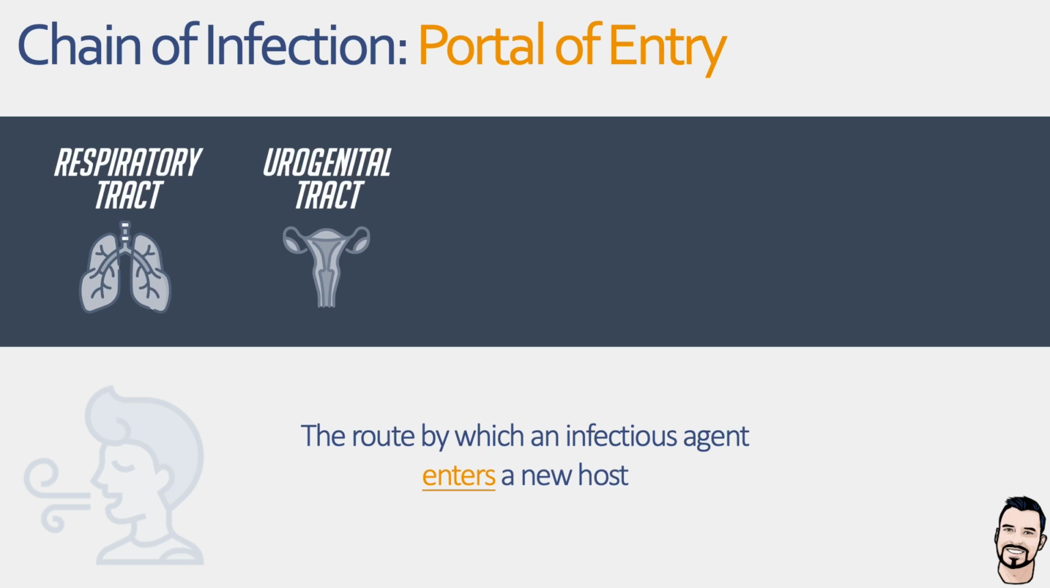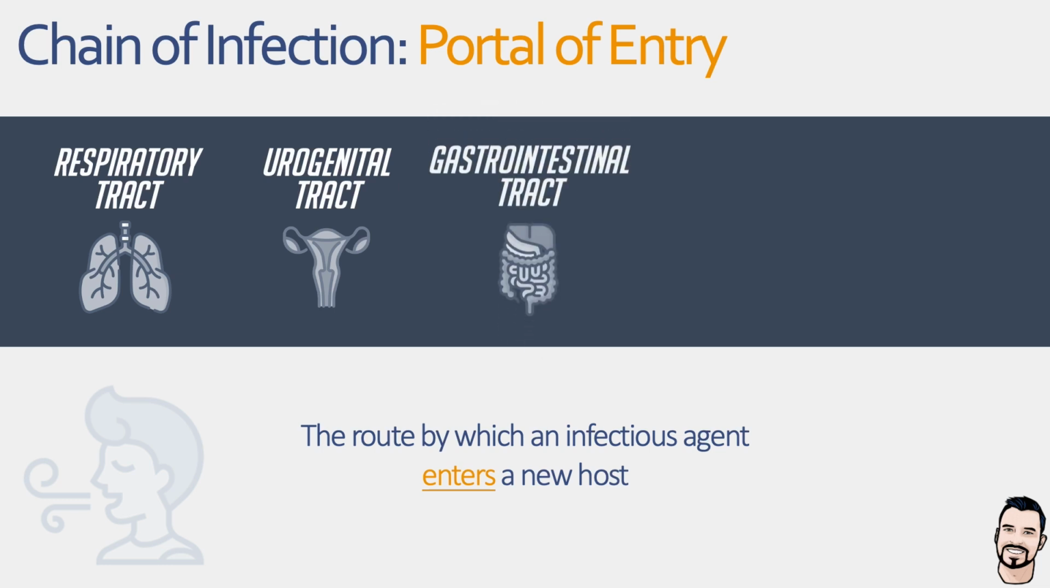Another key portal of entry is the urogenital tract involving the vagina or penis. Now, infection here typically occurs through direct sexual contact or exposure to contaminated bodily fluids, and examples include things like Chlamydia trachomatis, Neisseria gonorrhoeae, the human papillomavirus, and HIV.